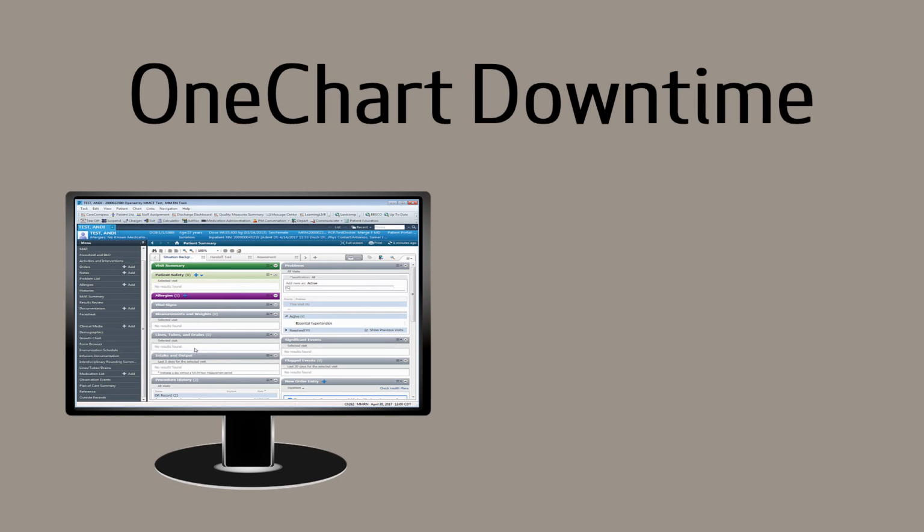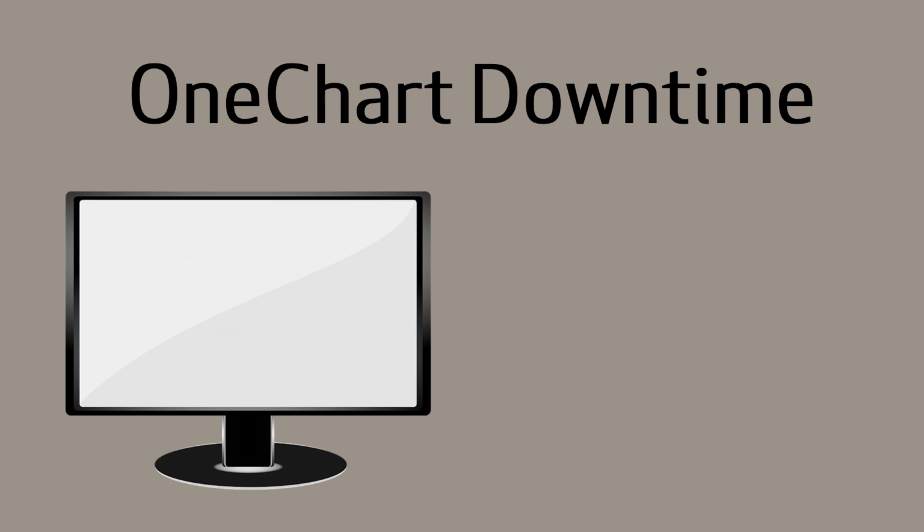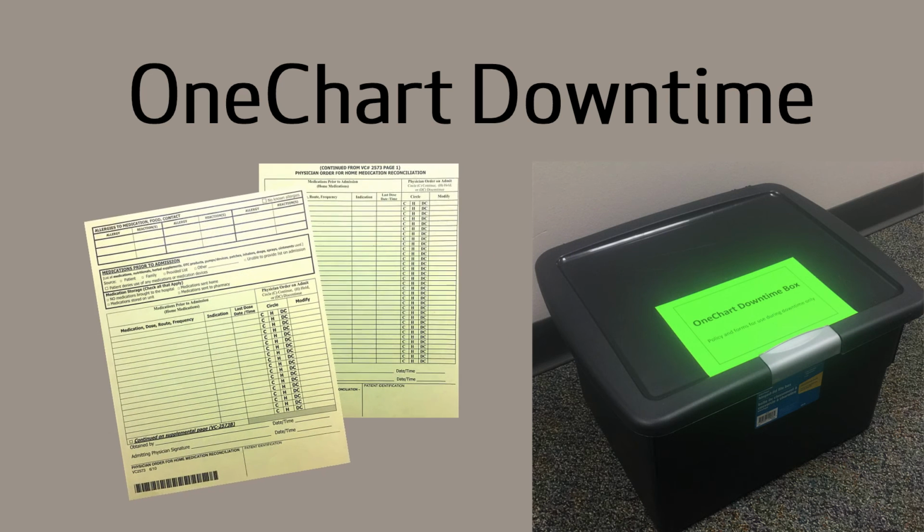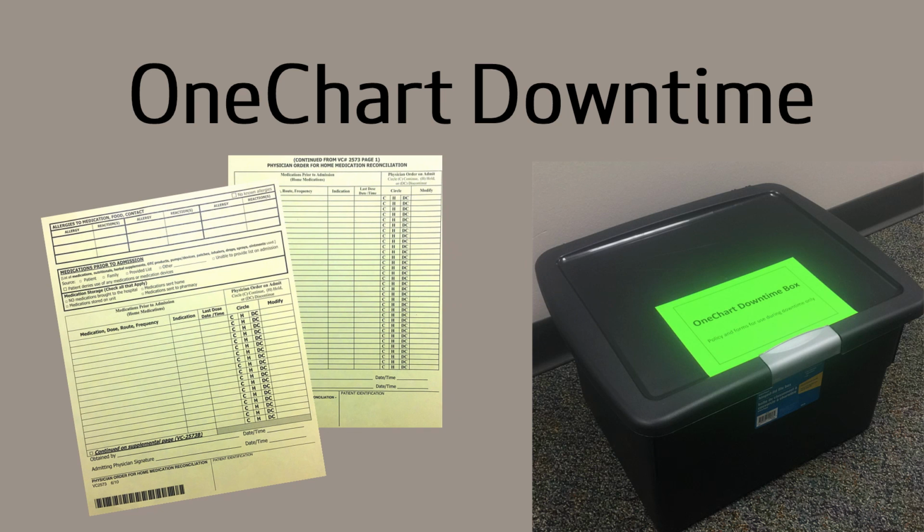For instances when our OneChart system is not functioning, you will need to document the patient's home medications using the appropriate form located in your unit's downtime box. If this form, often referred to as the yellow sheet, is not found in the downtime box, call the pharmacy department to obtain copies.